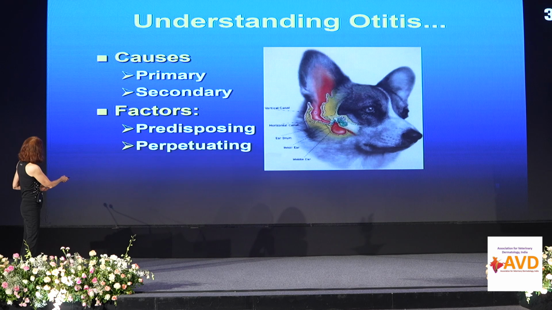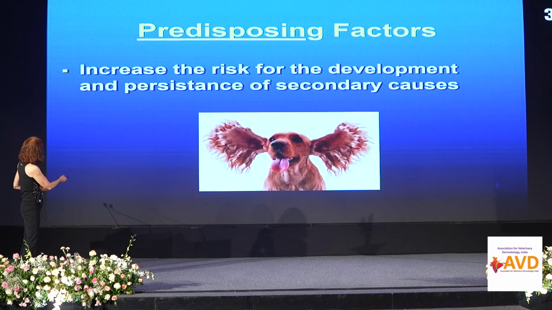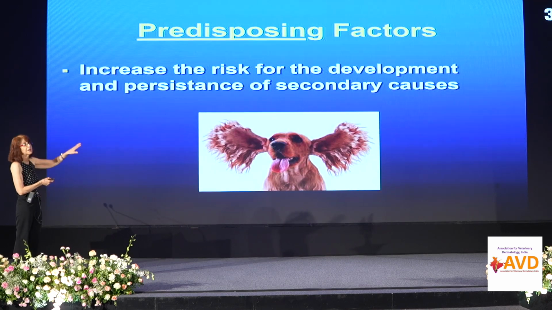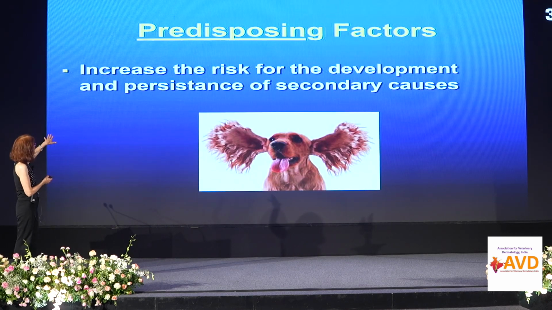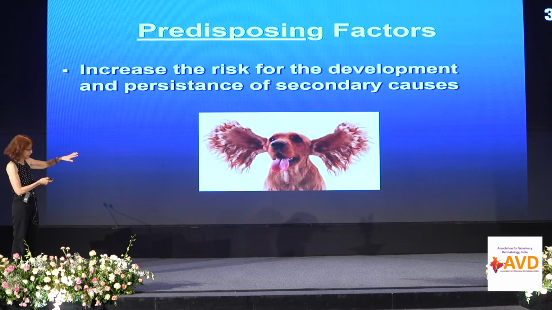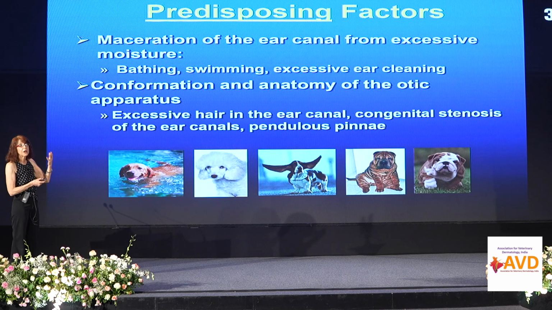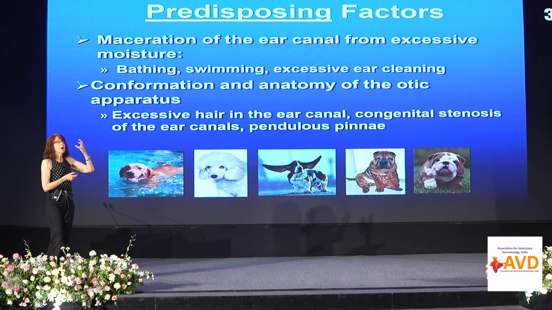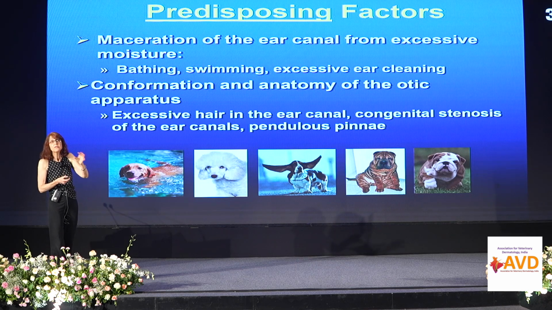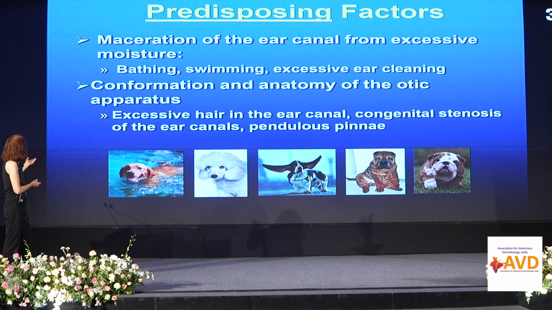Okay, now factors. So predisposing factors will increase the risk for the development and persistence of secondary causes, okay? So let's review them. Maceration of the epithelium in the ear canal. Maceration, when we say that, is the softening of the outermost layer of the skin, which constitutes a very important barrier, skin barrier, okay?